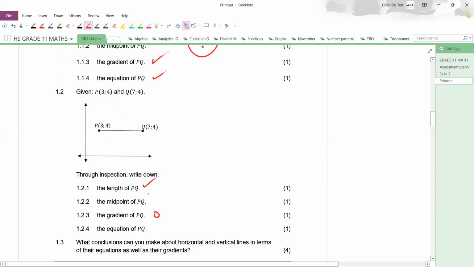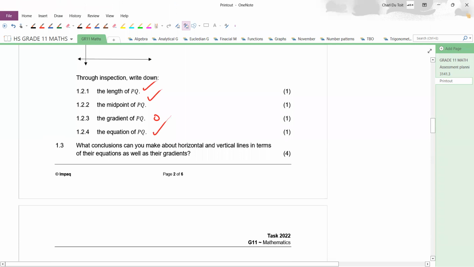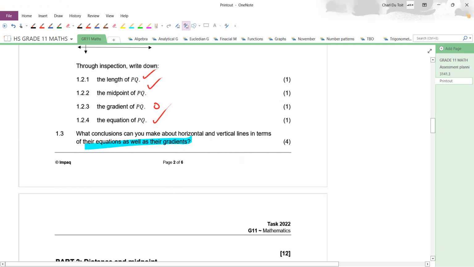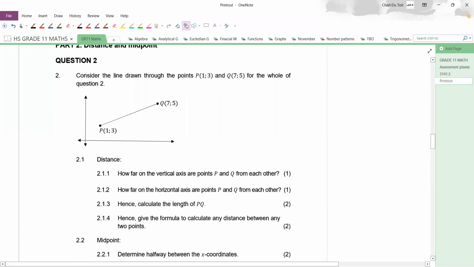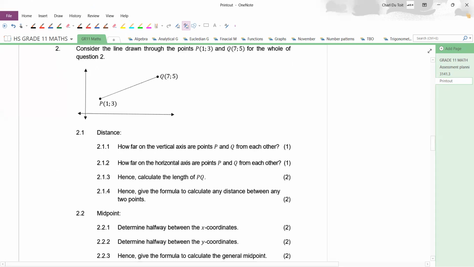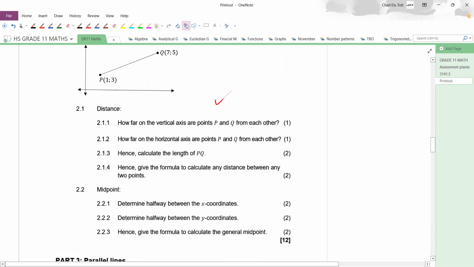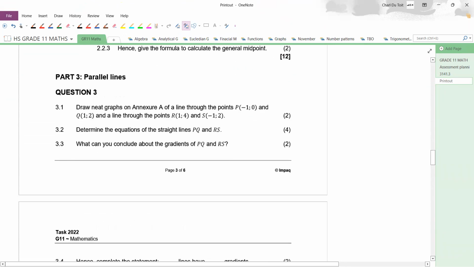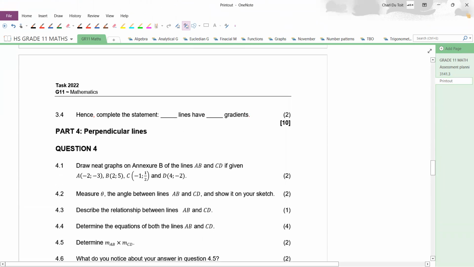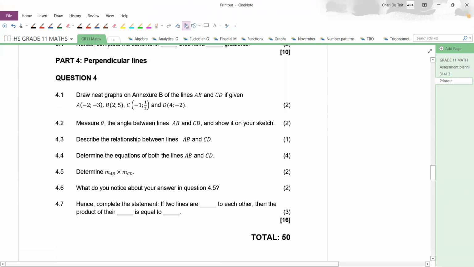So nothing, there's length you can do, midpoint you can do, gradient, this equation might be a problem. What conclusions do you make about horizontal and vertical lines in terms of the equation as well as their gradients? Okay, good. You'll make that conclusion afterwards. It's easy. Okay, now we're starting with a proper example. You must finish this weekend. So next week you might have questions on it. I'm just scanning through. Yeah, there's nothing here that's difficult.